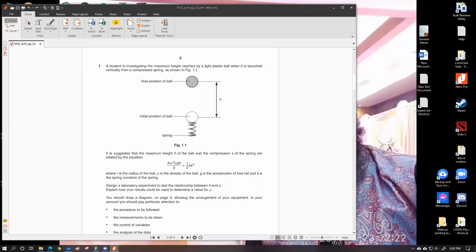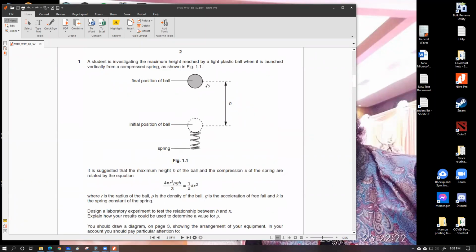Okay, so today we're solving one of the requested problems from one of our students. This is a P5 question, from October November 2019, paper 52. Question number 1 reads: a student is investigating the maximum height reached by a light plastic ball when it is launched vertically from a compressed spring, as shown in figure 1.1. So we have the initial position and final position, and we're trying to measure the height from center to center.